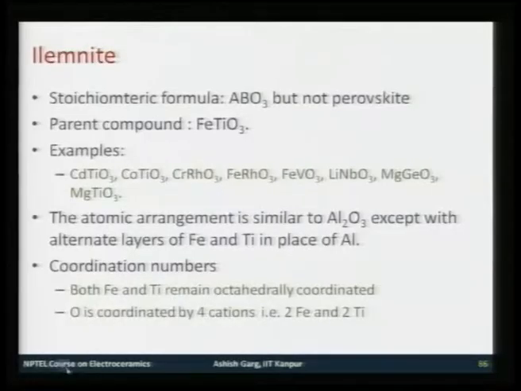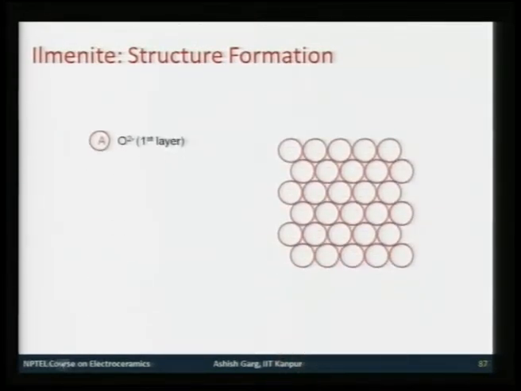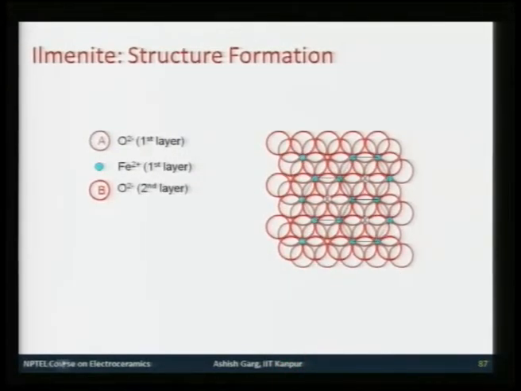So, it is coordinated by 4 cations. The structure forms as follows: you have the first layer of oxygen followed by the first layer of iron atoms in the octahedral sites, followed by, and this arrow again shows how the vacant site will move in the next layer, the second layer of oxygen atoms. So, this is the A layer, this is the B layer, followed by the next layer, which will be titanium. So, this would be your titanium layer. Okay. But if you notice, the vacant site position is the same as in the aluminum oxide structure.